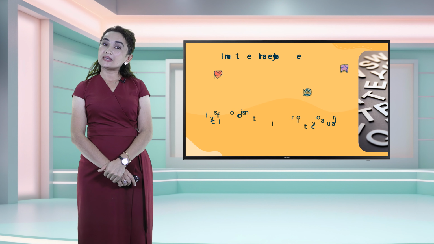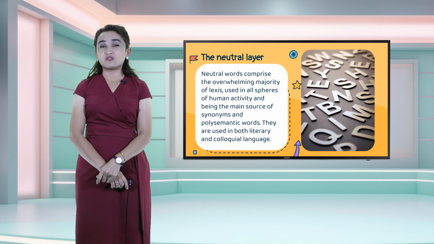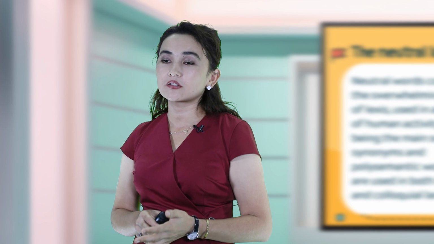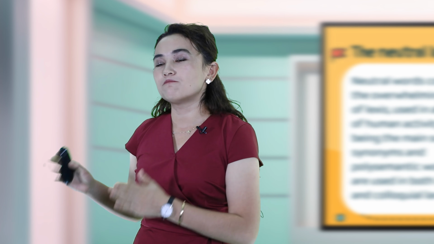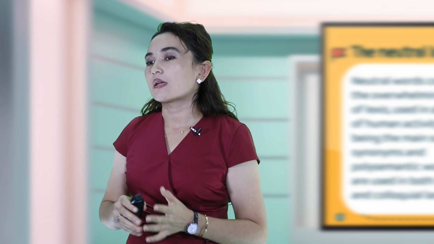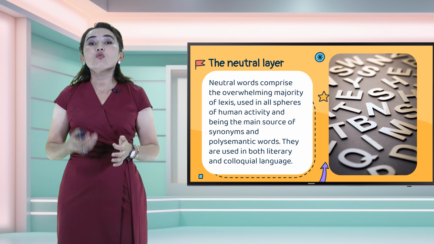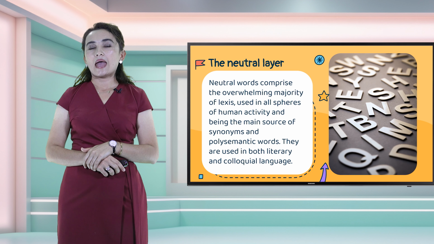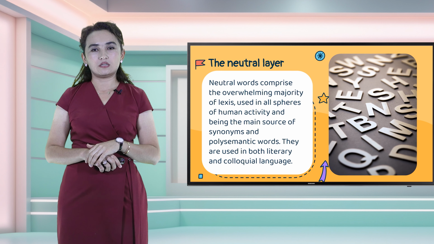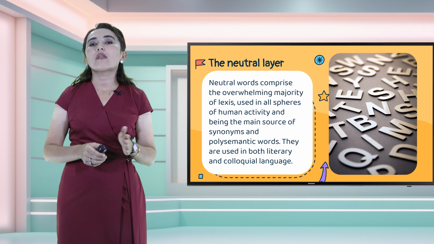Now, we'll speak about the neutral layer. There is not much more information about the neutral layer because, as I have mentioned above, the neutral layer has a universal character. It can play roles in both colloquial and literary layers. Neutral words comprise the overwhelming majority of lexis used in all spheres of human activity, being the main source of synonymous and polysemantic words. They are used in both literary and colloquial language.